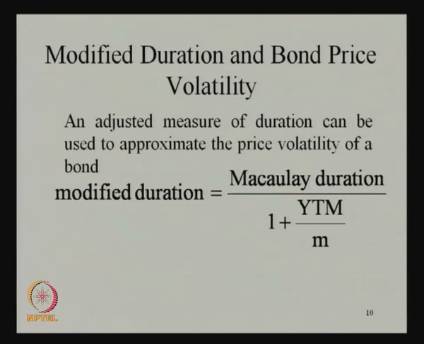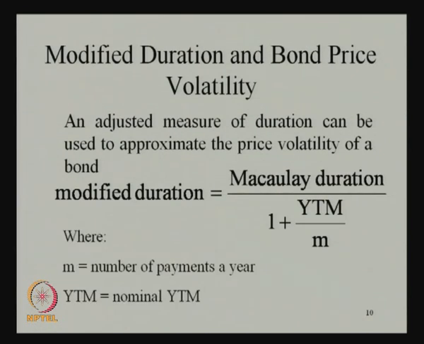In this context, there is another theme we always use in the financial market or the bond market: the adjusted measure of duration, or the modified duration. Modified duration is measured as the Macaulay duration divided by 1 plus the yield to maturity divided by the number of payments in a year.